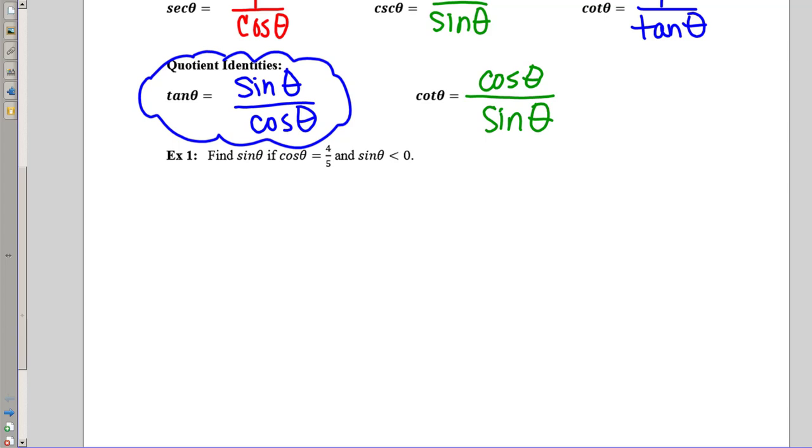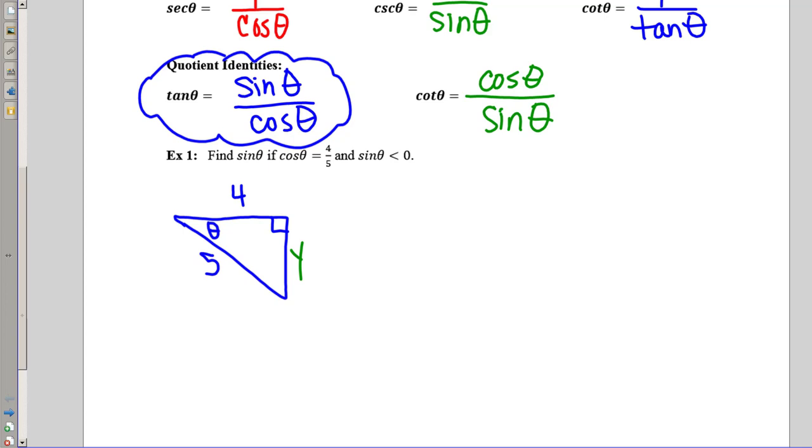Okay, so one of the ways that we have done this problem in the past is that we would think about the fact that cosine represents the ratios of the sides of a right triangle. Okay, so if we're talking about cosine, that means adjacent over hypotenuse. And then we would be able to find the missing side in order to find sine, which would be opposite over hypotenuse.